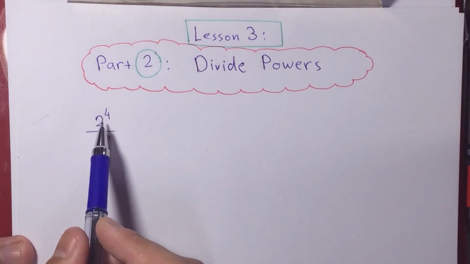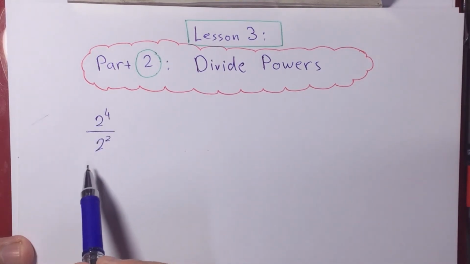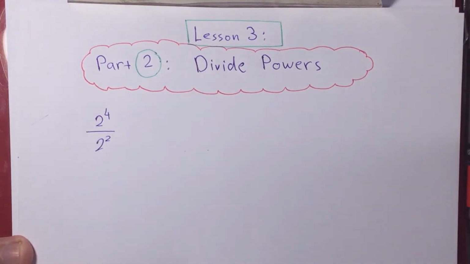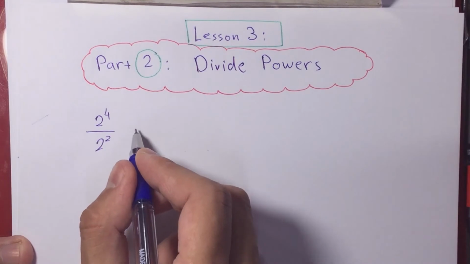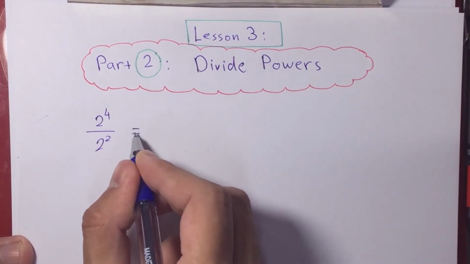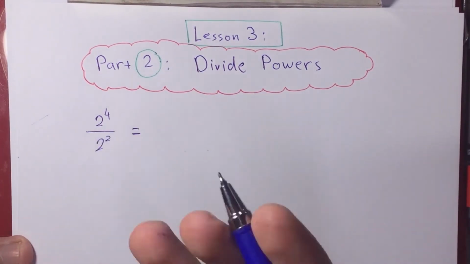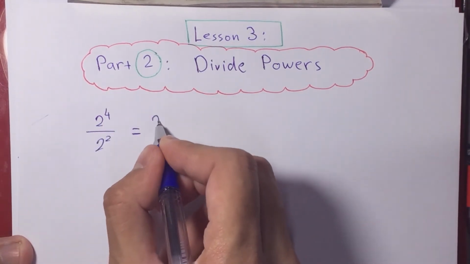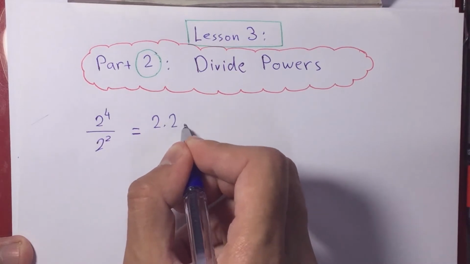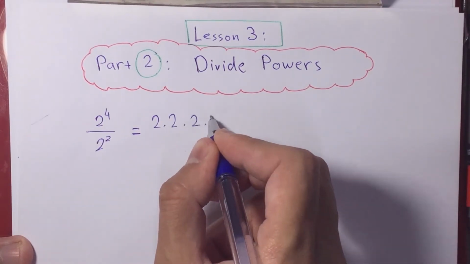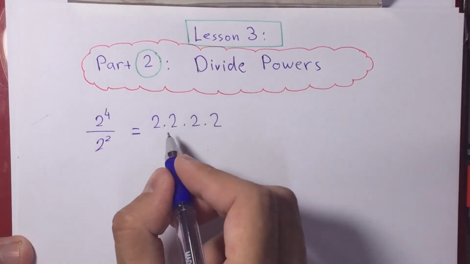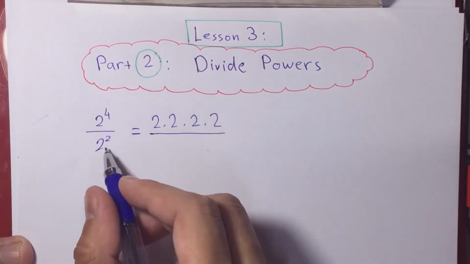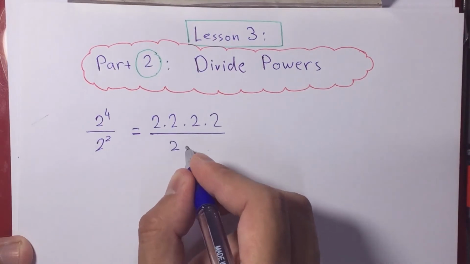We have 2 to the 4th power divided by 2 squared. How can we calculate this? The simple way to calculate this is that we can write each factor with its components. So we can write 2 to the 4th as 2 times 2, 4 times. So 2 times 2 times 2 times 2. This is divided by 2 squared, which is 2 times 2.